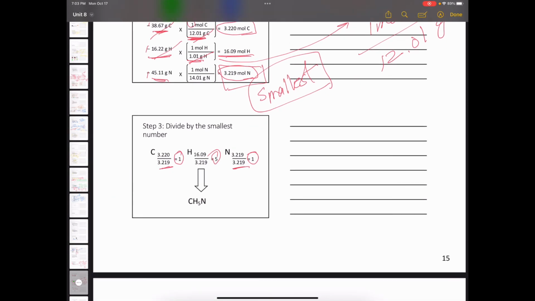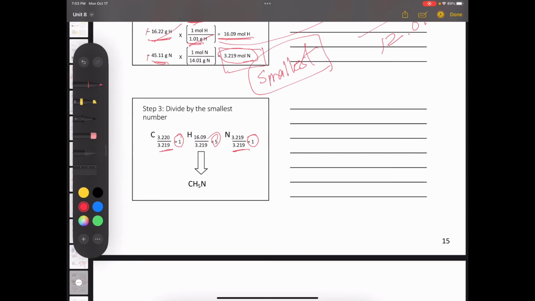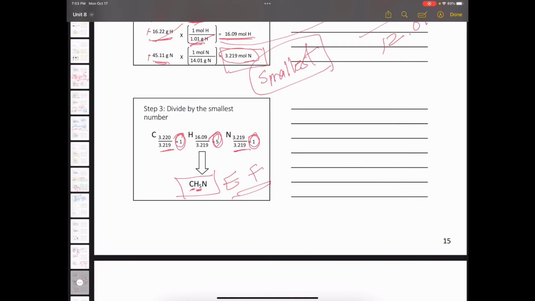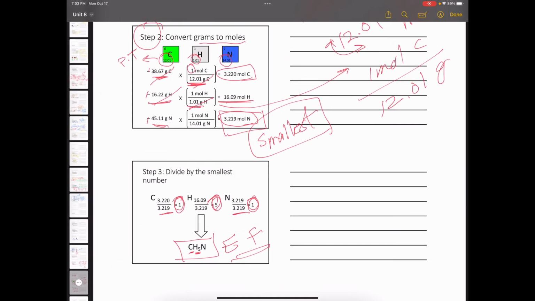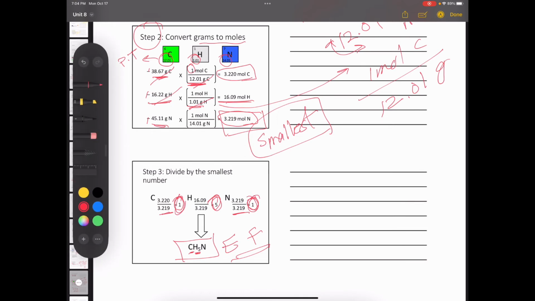Once you have reached this step, these numbers represent the ratio for the carbon, the ratio for the hydrogen, and the ratio for the nitrogen. Then you can write your empirical formula. So this is the empirical formula. The subscripts that you see here come from dividing the moles calculated for each element by the smallest mole value. So that would be CH5N, and these are the ratios for the empirical formula.